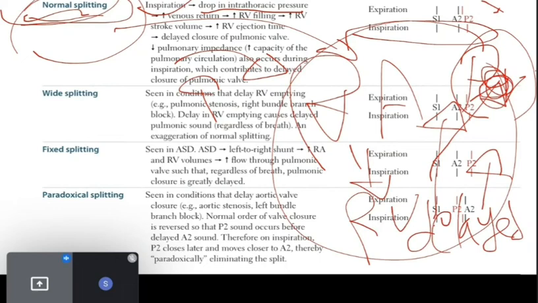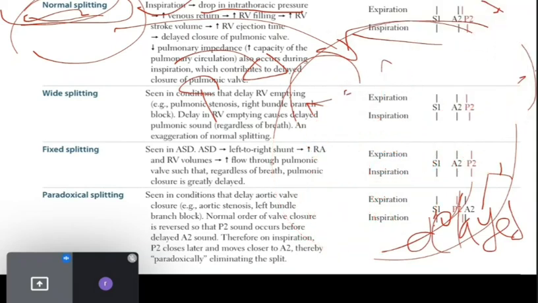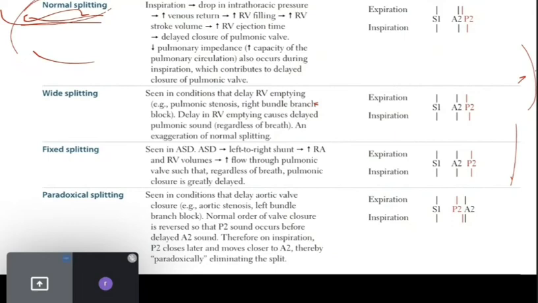It will not close with the aortic valve; it will be delayed. It will close after the aortic valve because in inspiration, the right ventricle has more volume, so it will take more time to empty this right ventricle through the pulmonary valve to the pulmonary artery. It will take more time.